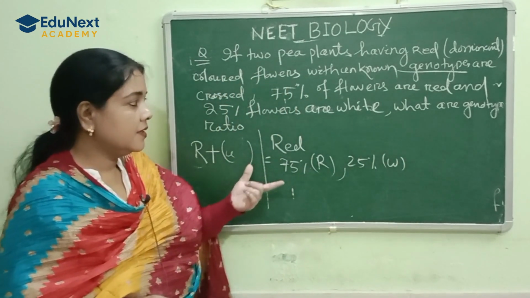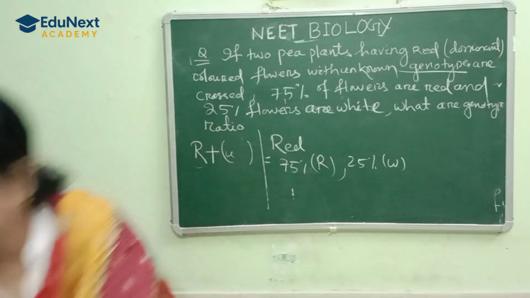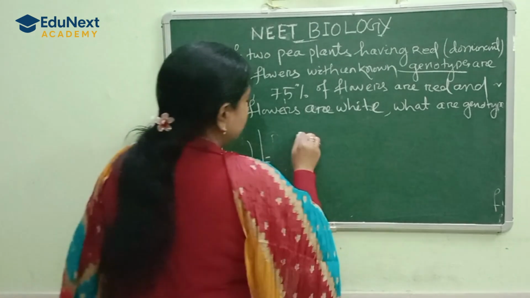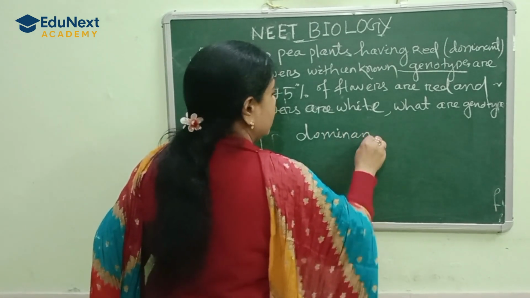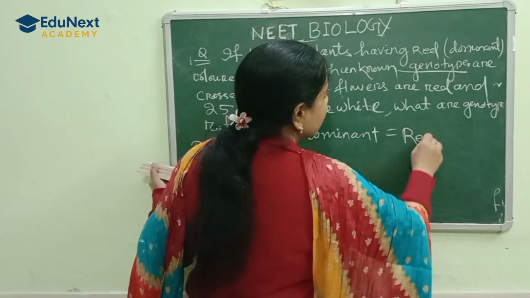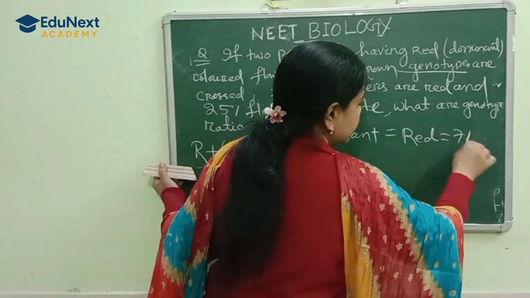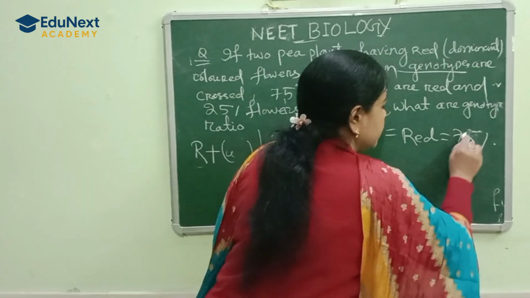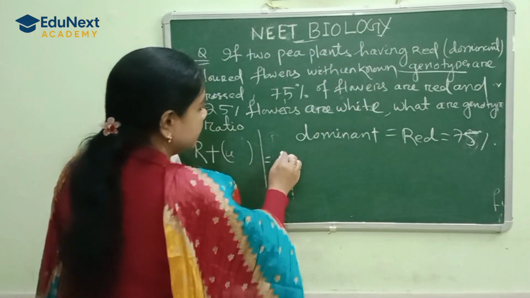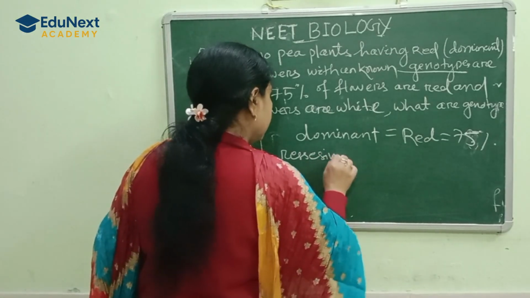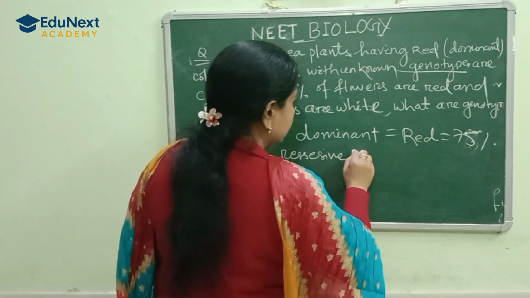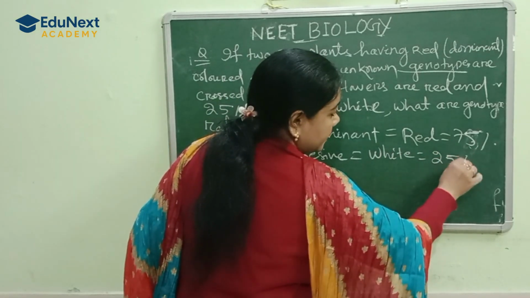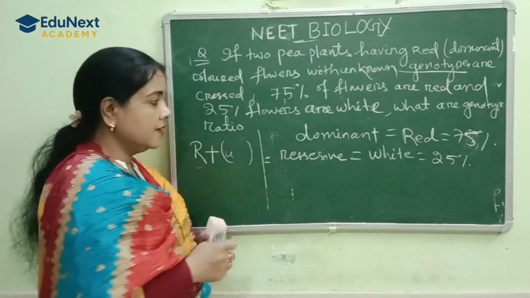Okay, now see, we have to find out what the ratio is. Here dominant means the more common one. Here the dominant flower is red, that is 75%. If we consider 100, then the 75% ratio will be 3:1, right? And the recessive flower is white, whose percentage is 25%.